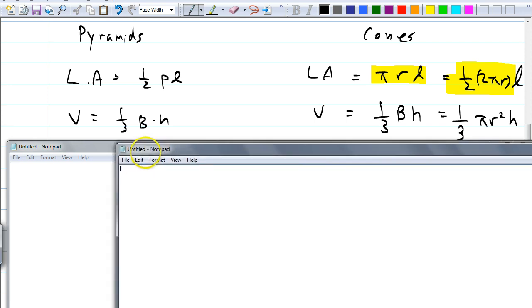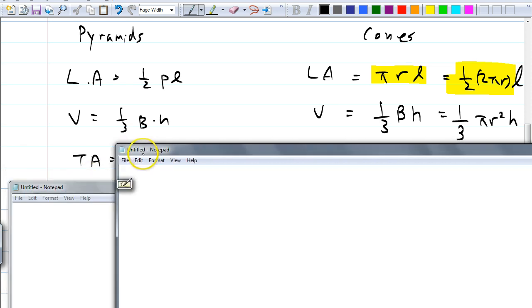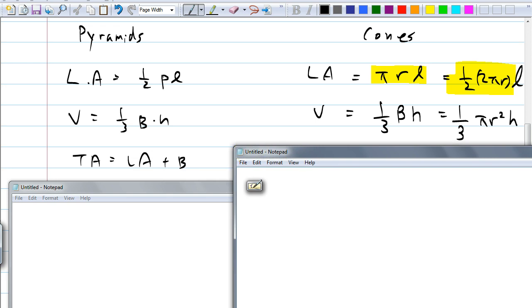All right, what about then the total area for the pyramid? How about Joshua? Over here. How many bases does a pyramid have? Yeah, you add them together, right? It's basically lateral area plus the area of the base, correct? Because there's only one, right?